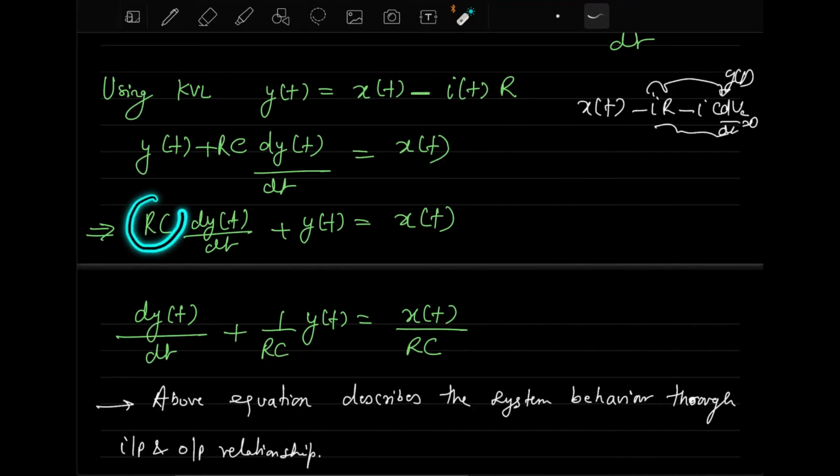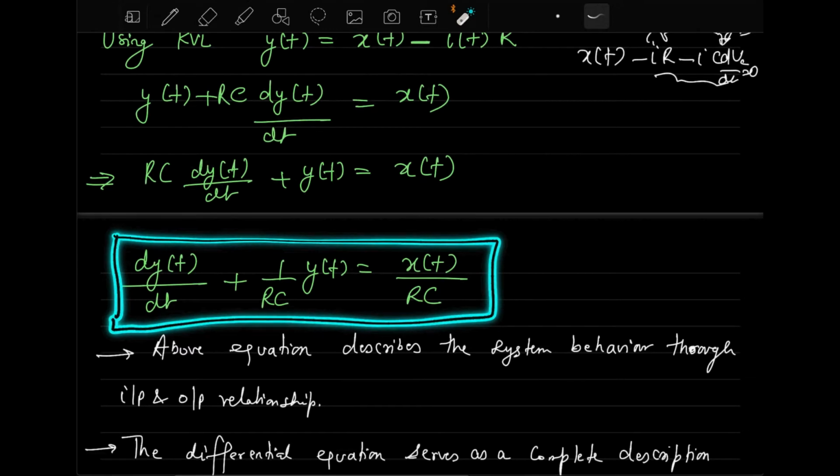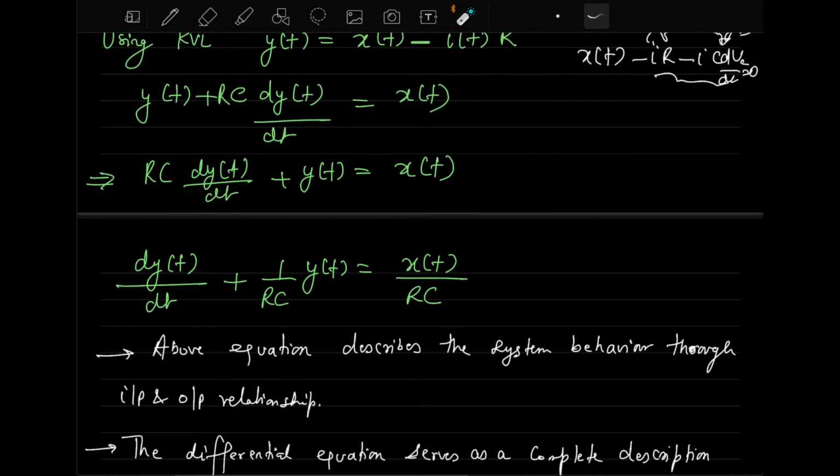Then you divide it by rc. If you divide it by rc, what you will get is this differential equation: dyt by dt plus 1 by rc yt equal to xt by rc. The important thing here is that you have a differential equation which looks like this: dy by dt plus a constant a0 times yt equal to a constant b0 times xt.